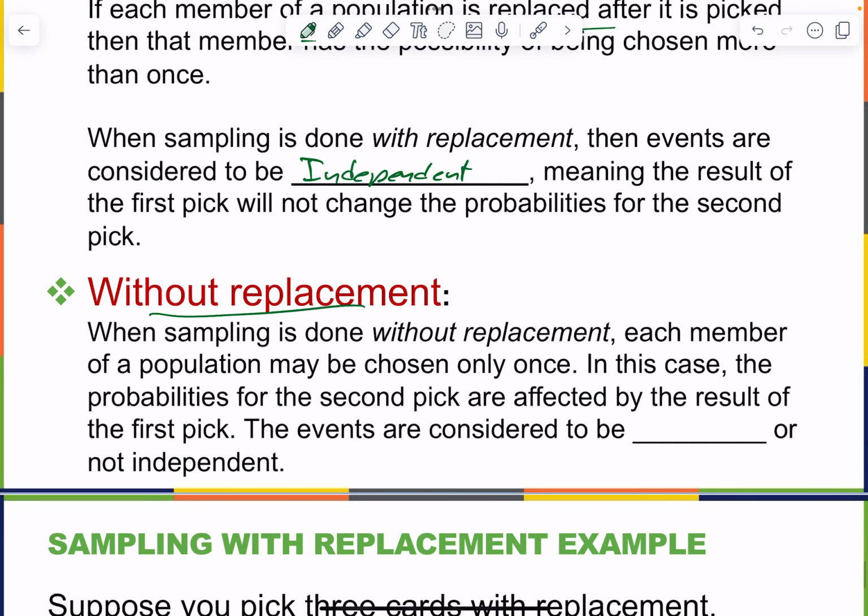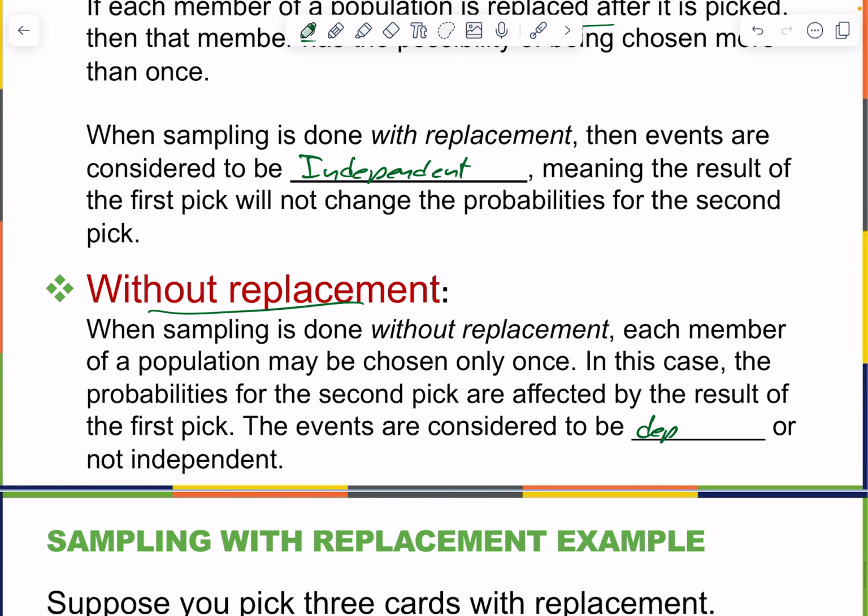Without replacement, though, that changes things. When sampling is done without replacement, each member of the population will be chosen at most once. In this case, the probabilities for the second pick are affected by the result of the first pick. There are fewer possibilities. That changes the denominator. The events are considered to be dependent.